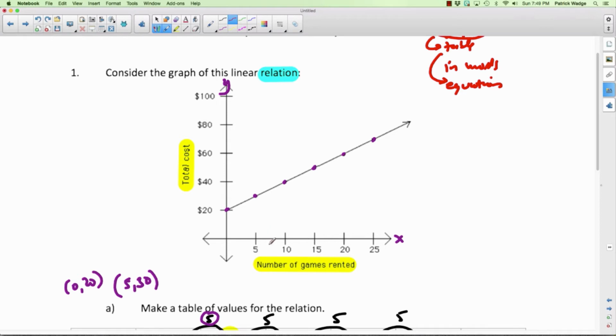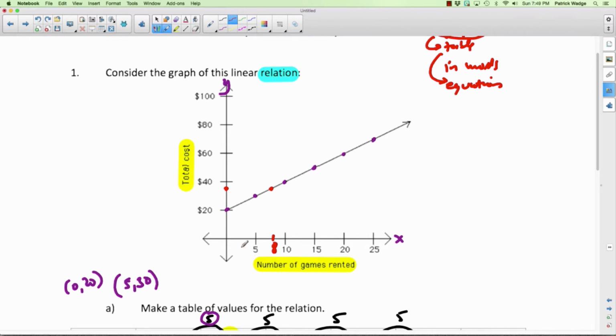But what if I wanted to know how much it costs to rent 8 games? There's no dot at 8, right? If I go up from the 8, there's no dot there. But come on, we can estimate, right? If I go up to the 8 and then go over from there, it ends up around there. So I don't know, what's that? Around 35 or something would be a good estimate?